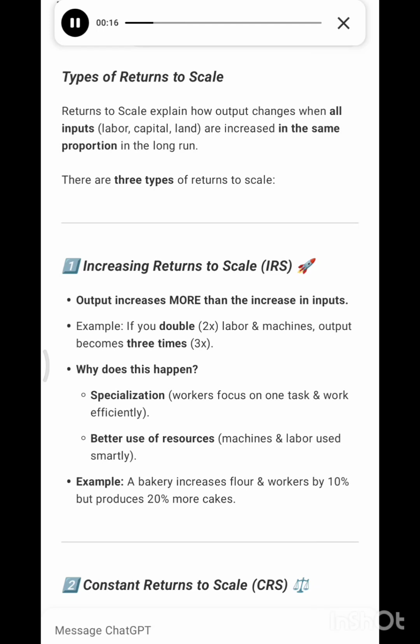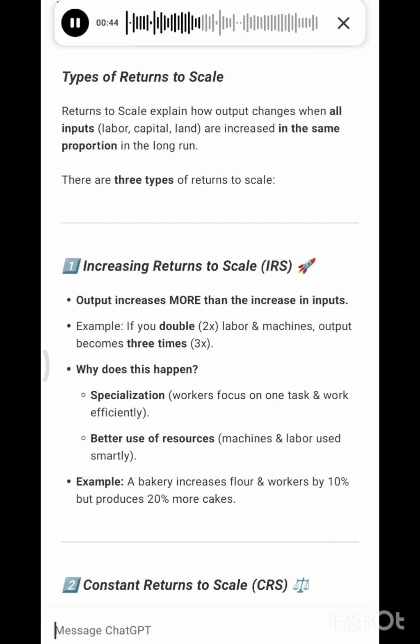1. Increasing returns to scale, IRS. Output increases more than the increase in inputs. Example, if you double (2x) labor and machines, output becomes 3 times (3x). Why does this happen? Specialization. Workers focus on one task and work efficiently. Better use of resources. Machines and labor used smartly. Example, a bakery increases flour and workers by 10% but produces 20% more cakes.